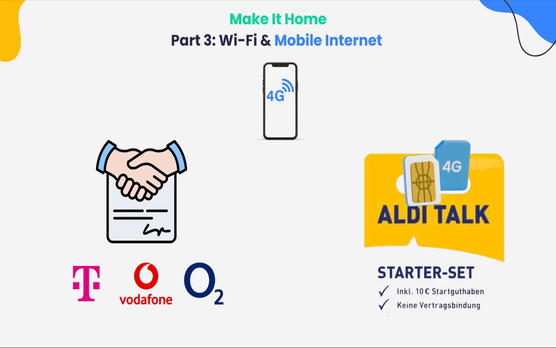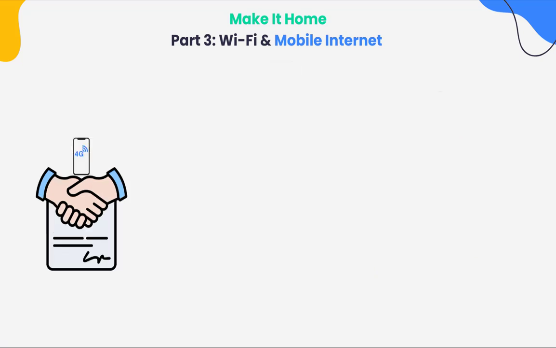The second option is a prepaid SIM card like Aldi Talk. This is ideal if you don't want a long-term contract and prefer more flexibility. The main mobile providers in Germany are Telecom, Vodafone and O2.